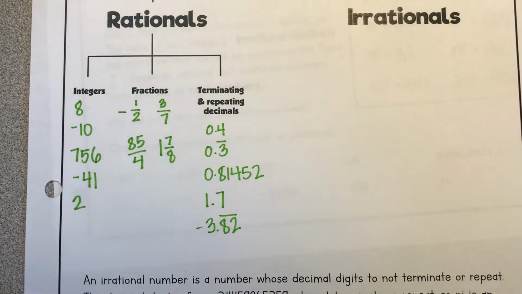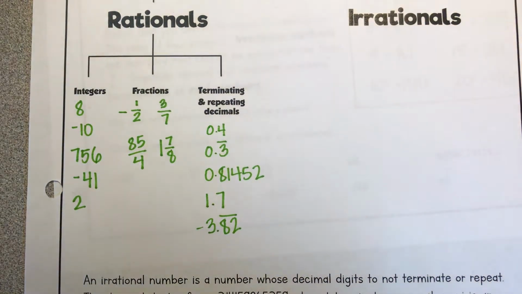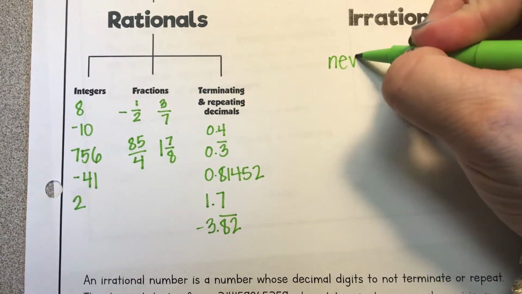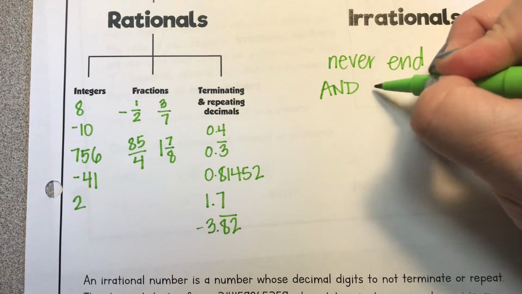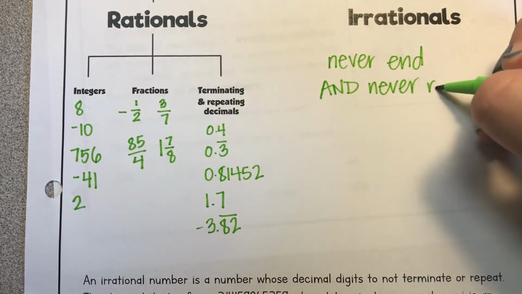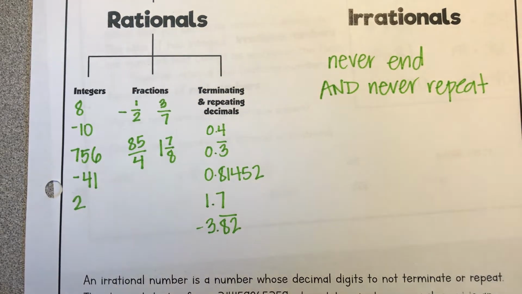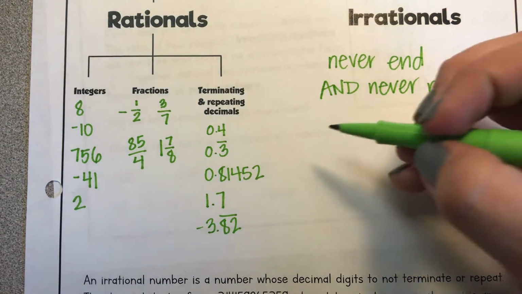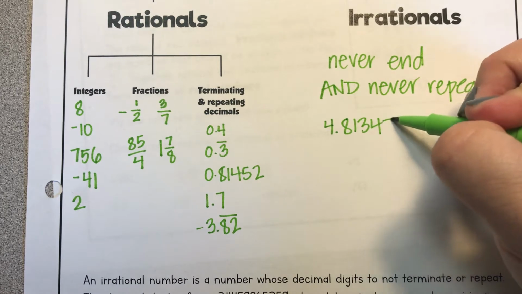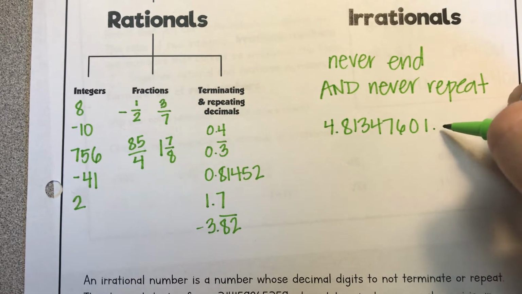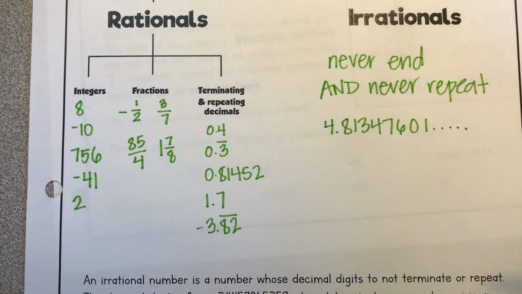So what is even left, right? What could irrational be? Well, irrational numbers are numbers that never end and never repeat. Okay, so never end and never repeat. So like 4.81347601 on. There's no repeating. It's never going to end. It's just this huge, long, never-ending decimal, kind of like pi.